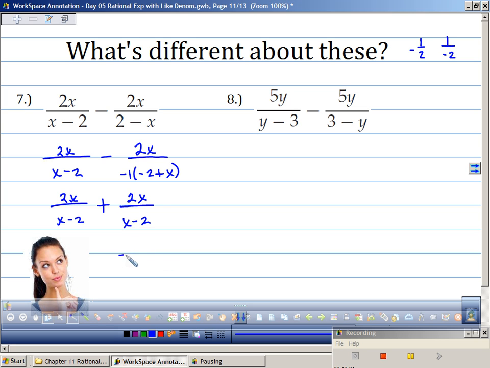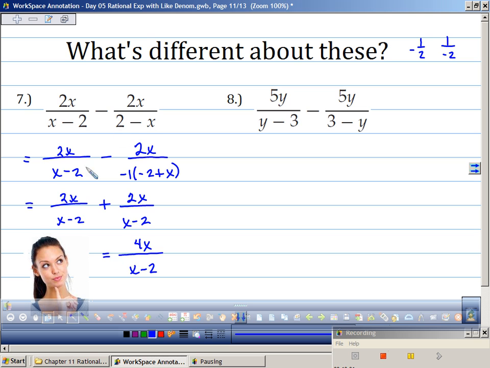Now I have a common denominator, so I keep the denominator and add the numerator. What's 2x plus 2x? 4x, and we're done. Not sure if we want those signs in here. Okay. Yes, Armando. I put it right out in front, like this. I put it out front, and it made a positive, because a negative times a negative is a positive.